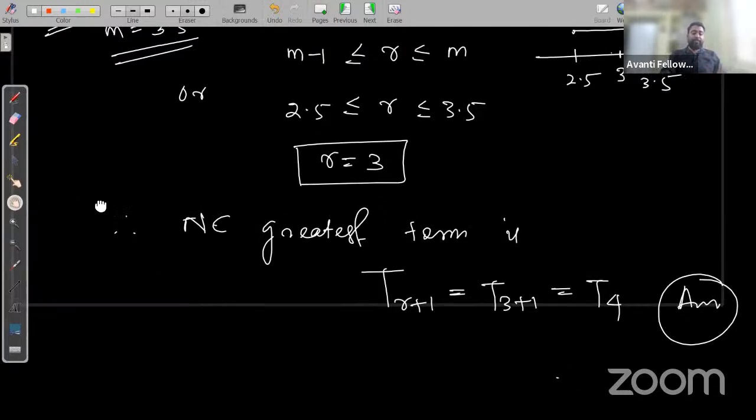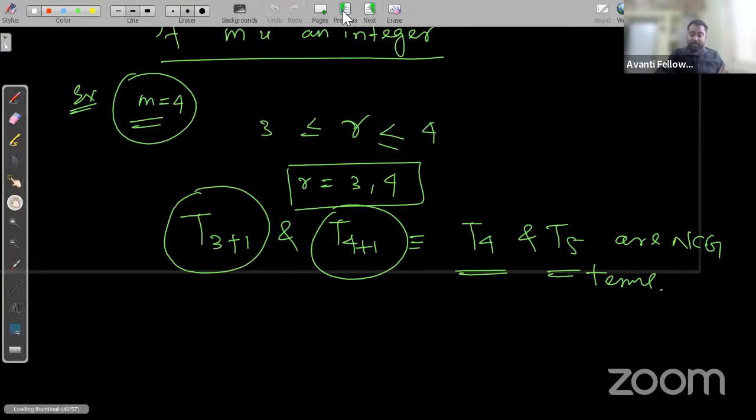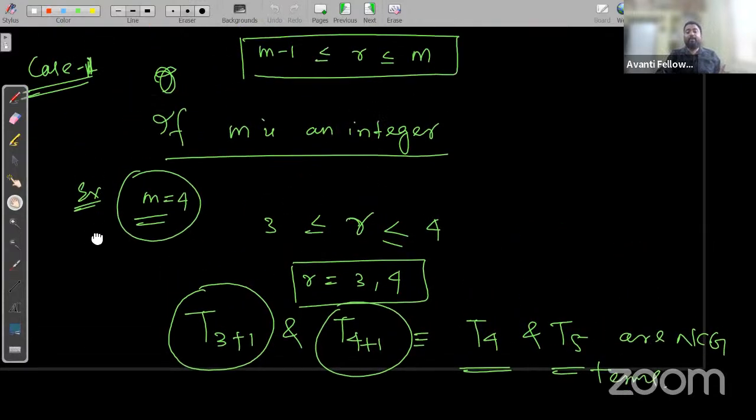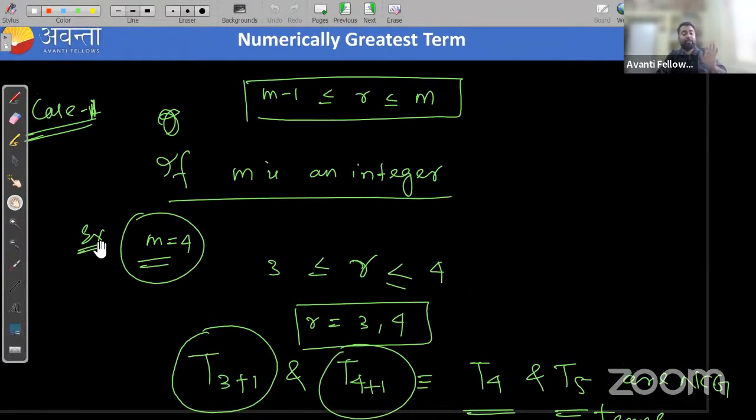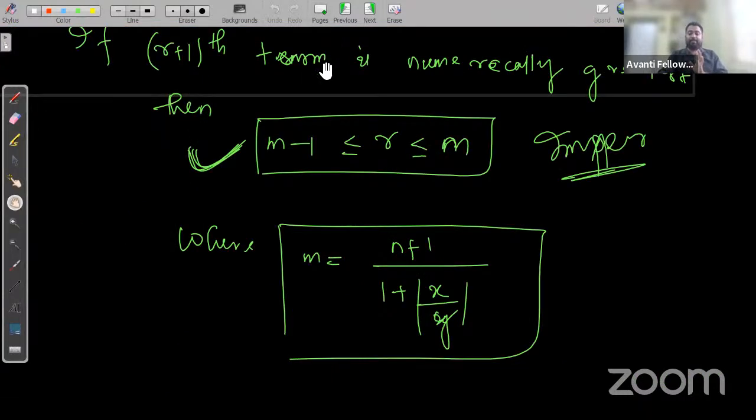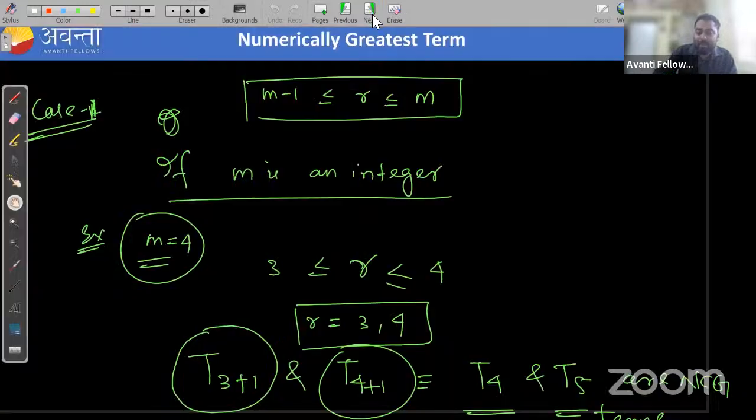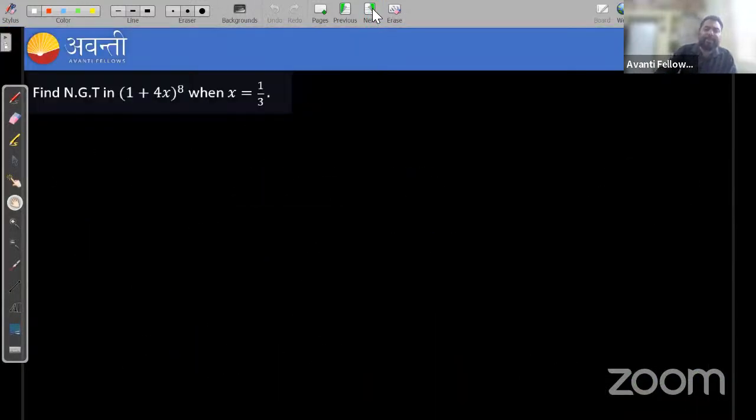Remember, the most important thing is, when you are asked to find the numerically greatest term, first you need to find m. What is m? m is (n+1)/(1+|x/y|). Remember this: m is (n+1) upon (1 plus mod of x upon y). So let's solve one question, it will be clear to all.